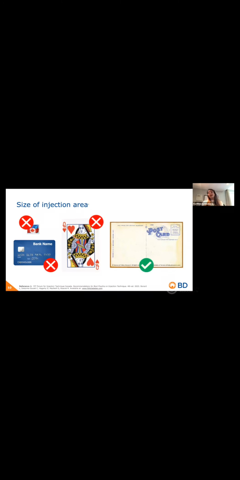And more often than not, I've found that they believe it's about the playing card size area, where really they have an entire postcard size area they can play with. So that's one of the tips that I find helps when engaging with patients to help visualize and really take ownership of their diabetes management.